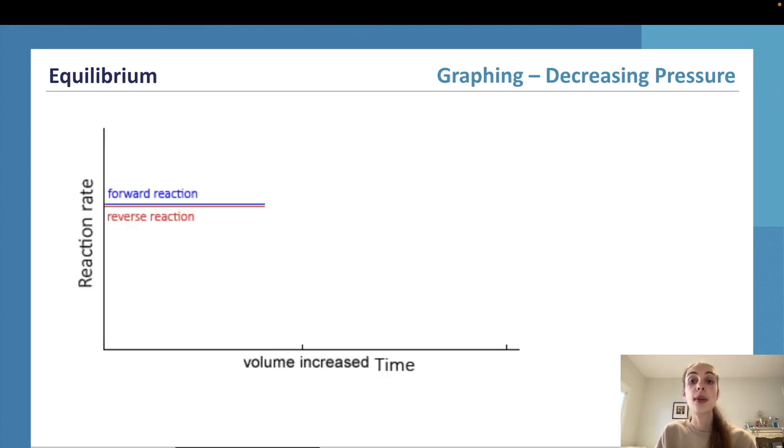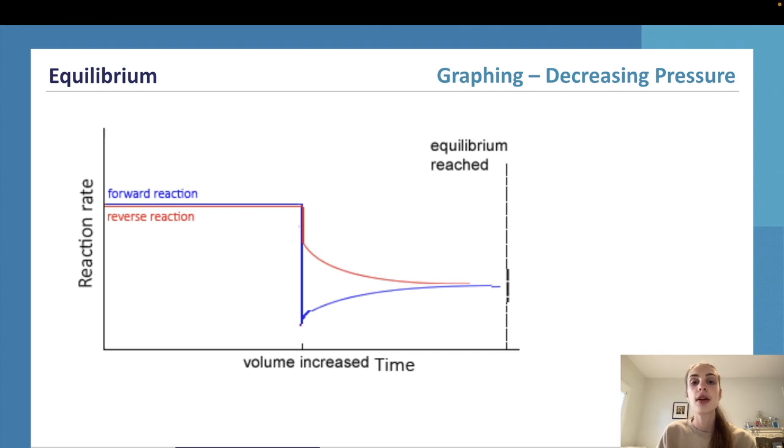So now we can look at what would happen if we were to decrease pressure, and so we can see that we would have the reverse of this, because decreasing pressure would be increasing the size of the container, so we want to favour the side of the reaction with the most moles of gas, and so that's going to be our reactant side of the equation, which we remember had 4 moles of gas as opposed to the products which had 2.